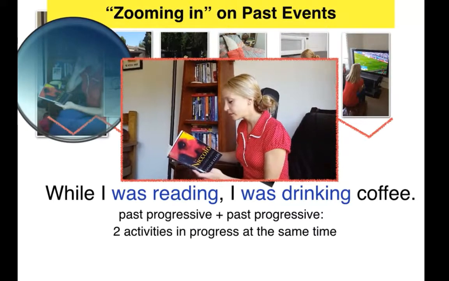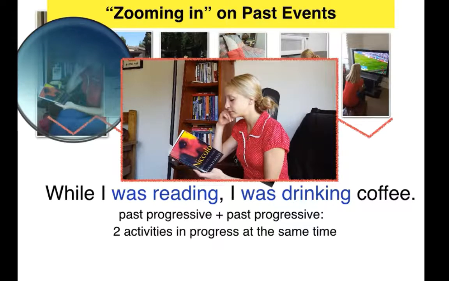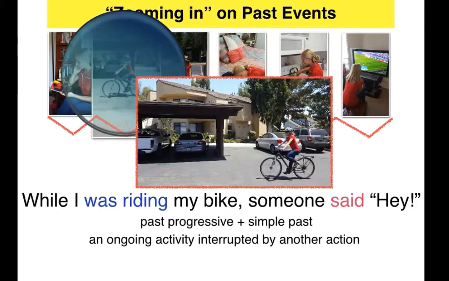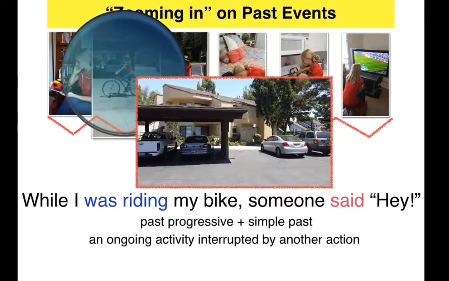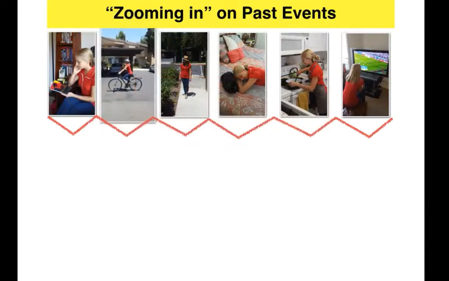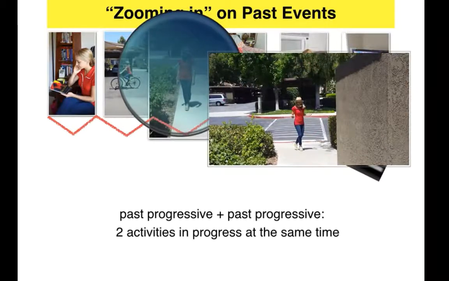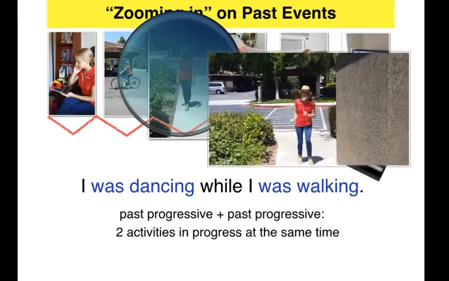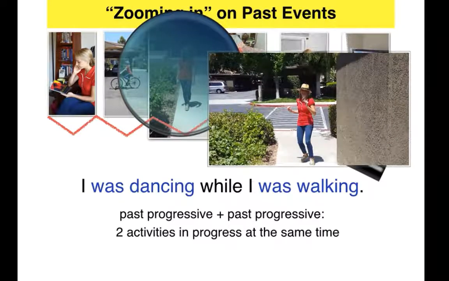While I was reading, I was drinking coffee. This is an example of two activities in progress at the same time. Hey, whoa! While I was riding my bike, someone said, "Hey!" This is an example of an ongoing activity interrupted by another action. And as you can see, I was dancing while I was walking. Again, here we have an example of two activities in progress at the same time.